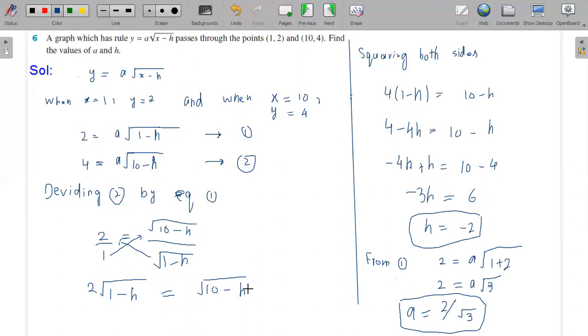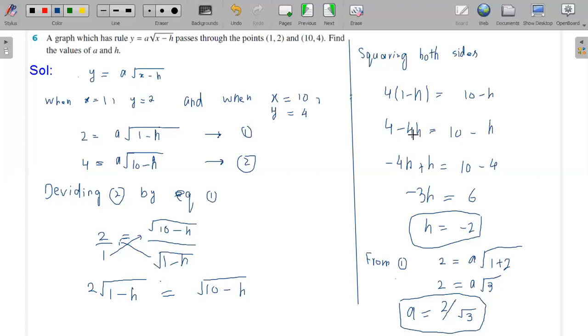And again on the right hand side, when we take the square of this side, after this step we have taken a square on both sides. This step is actually done later, so no need to. Now we have taken the square in this form. After taking the square, we have this result. So now 4 will be multiplied. 4 multiply 1, 4 minus 4h equal 10 minus h.